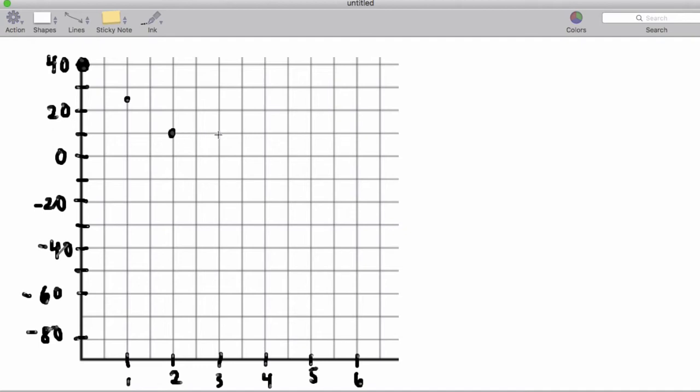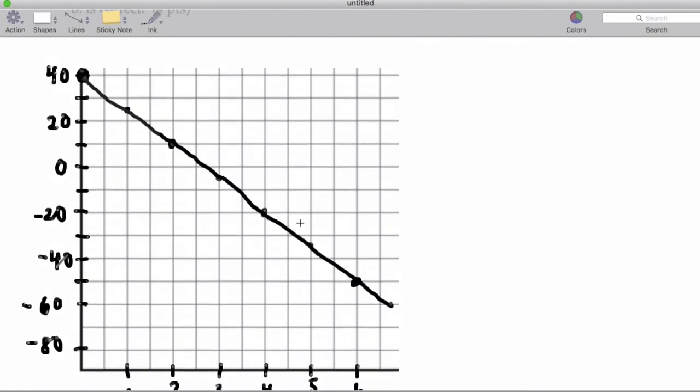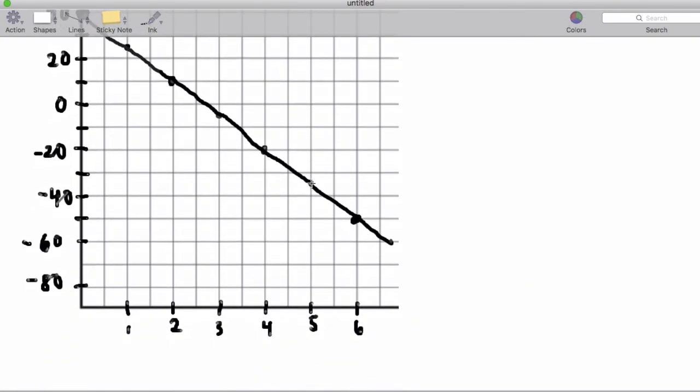At 3 seconds, I will have gone another 15, so I'll wind up at negative 5. And then at 4 seconds, I'll be at negative 20. At 5 seconds, I'll be at negative 35. And at 6 seconds, I'll be at negative 50 centimeters. So I can actually go ahead and connect those dots right there. I would use a ruler for this in the test, and I'll pass those out. And that's basically how we're going to plot the position of the buggy to show that our answer is correct.